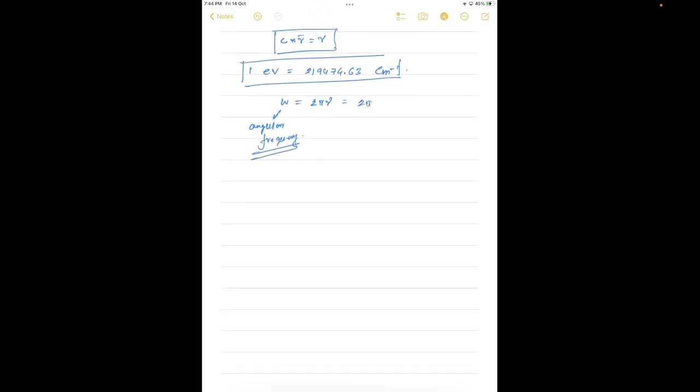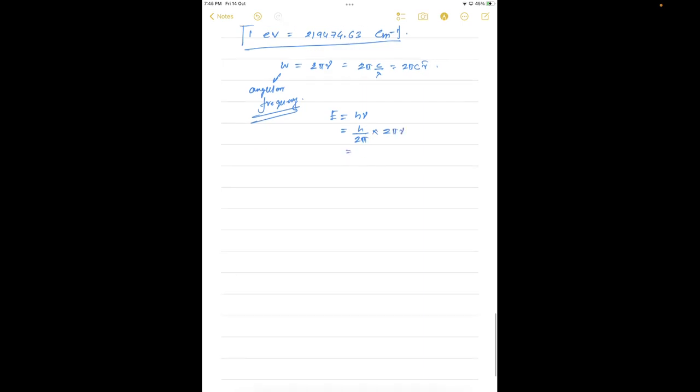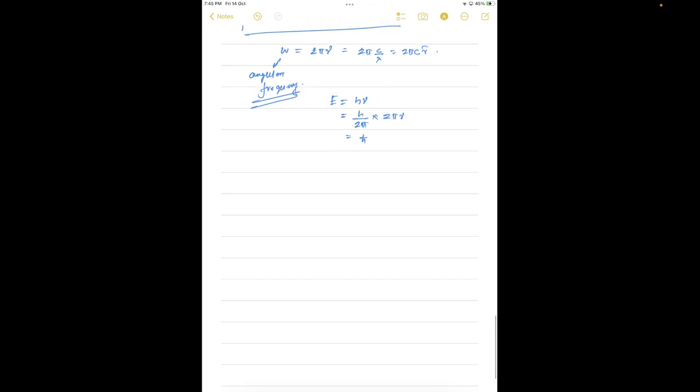So you can just call nu equal to c upon lambda, so equal to 2 pi c nu bar. We know that E equal to h nu, so if you write this down, it is h upon 2 pi times 2 pi nu. h upon 2 pi is called h bar. So h bar times 2 pi nu means omega, angular frequency. So E is also expressed as h bar omega or h nu. You have to remember that.